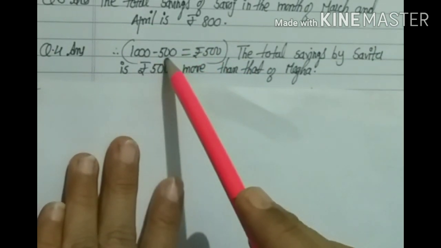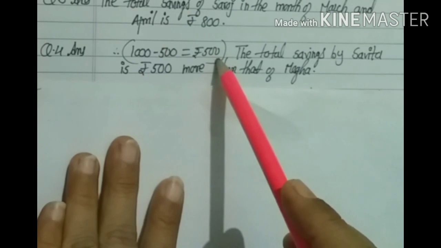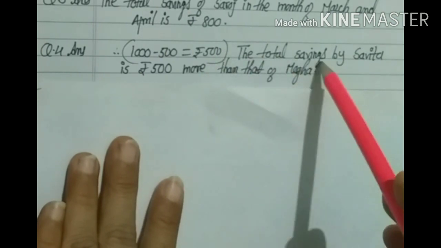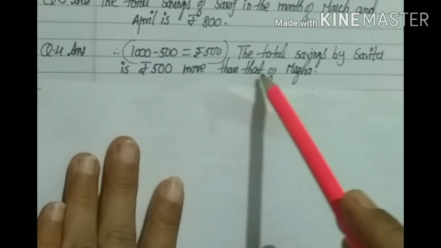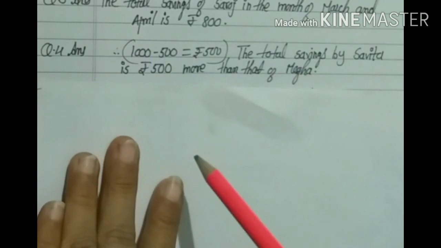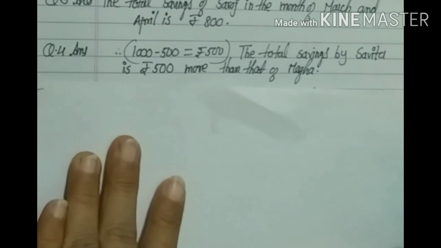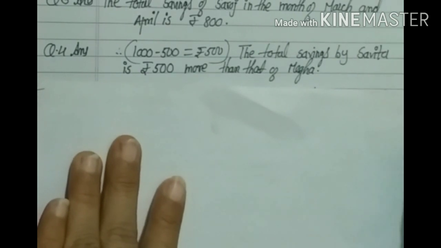1000 minus 500 equal to rupees 500. The total savings by Savita is rupees 500 more than that of Megha. Okay children. Now move to the next question.